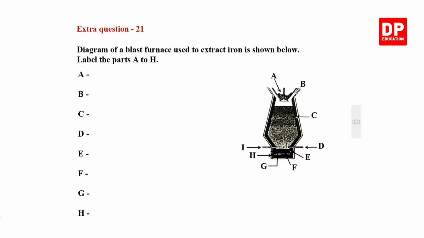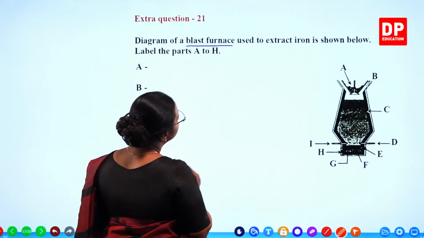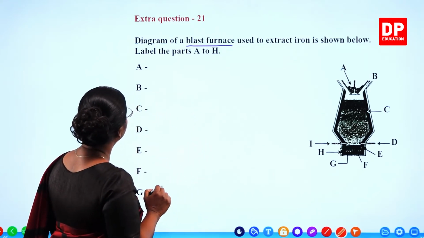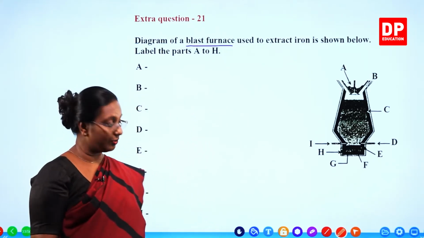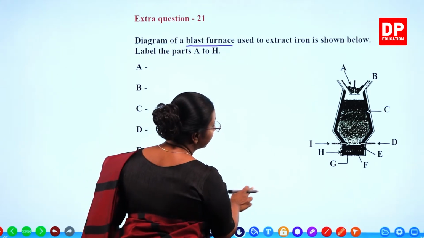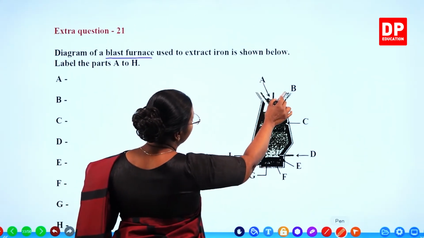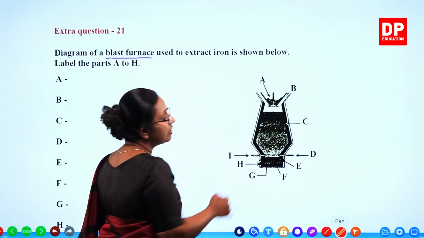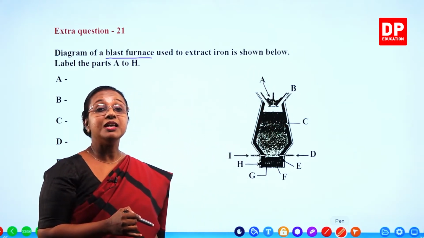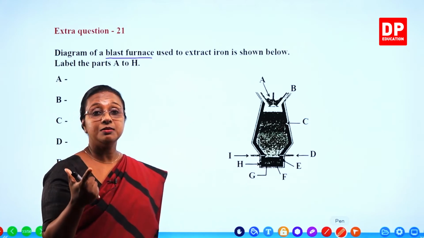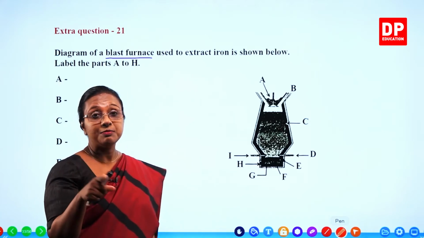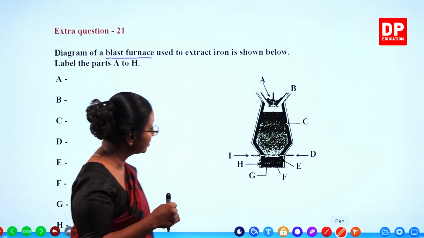Extra question 21. Diagram of a blast furnace. So there a diagram is given. A blast furnace used to extract iron is shown below. Label the parts A to H. So first we will look at the parts of the blast furnace. You can see A is what? They have shown the inward arrow. So there we mix limestone, hematite and coke finely powdered and feed it into the blast furnace.